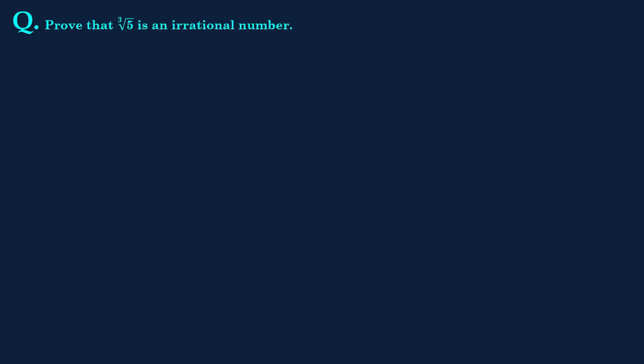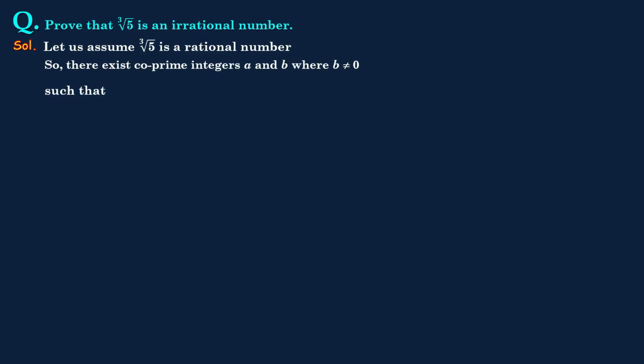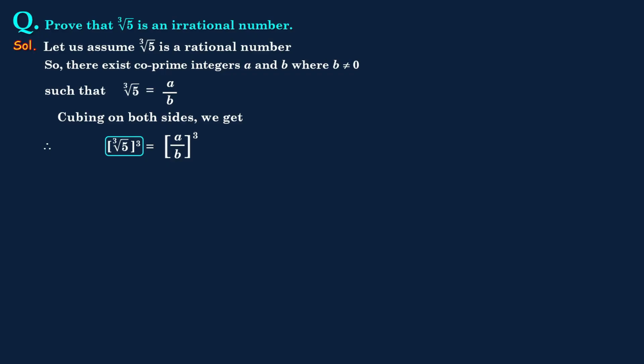Question. Prove that cube root of 5 is an irrational number. Solution. Let us assume that cube root of 5 is a rational number. So, there exist coprime integers a and b, where b is not equal to 0, such that cube root of 5 is equal to a divided by b. Cubing both sides, we get cube root of 5 whole cube is equal to a divided by b whole cubed. This gives 5 equal to a cube divided by b cube. Rearranging, we get b cube equal to a cube divided by 5. This implies that 5 divides a cube, and therefore 5 divides a.